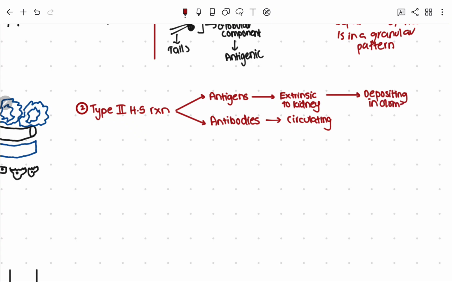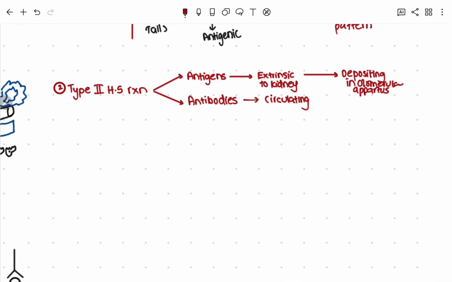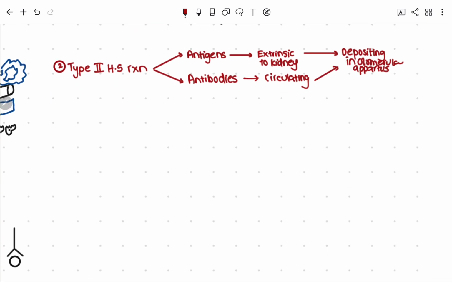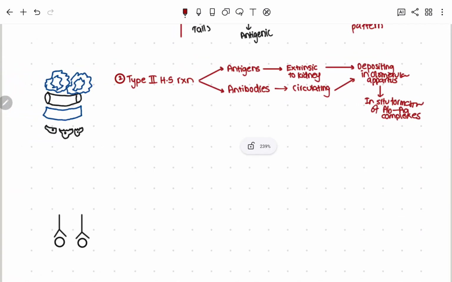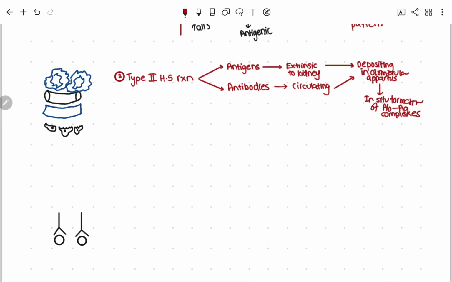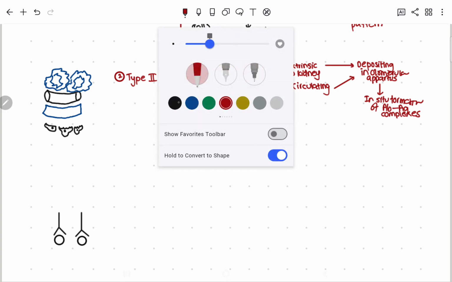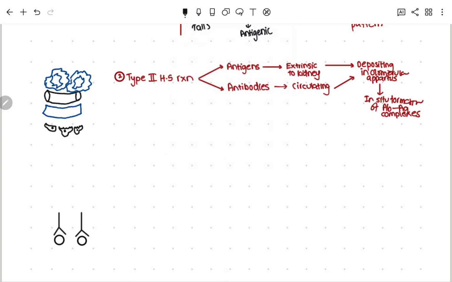depositing in the glomerular apparatus, what can happen is that you can have once again an in situ formation of antibody antigen complexes. Please note once again that these antibody antigen complexes are not preformed, and they are formed at the level of the kidney right then and there. Hope that makes sense.